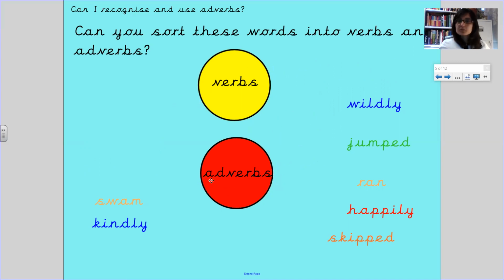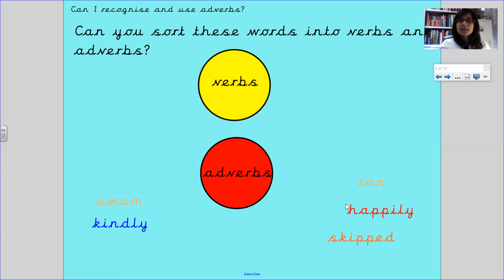It's an adverb, you should be sitting down. What about wildly? Are we standing up or are we sitting down? That's right, wildly is an adverb and you should be sitting down. Jumped. Verb or adverb, what should we be doing? Standing up or sitting down?